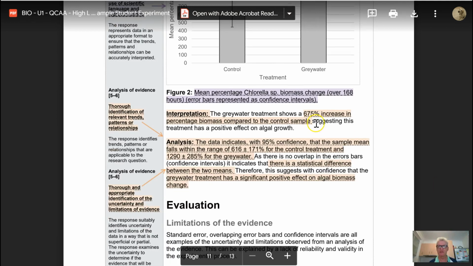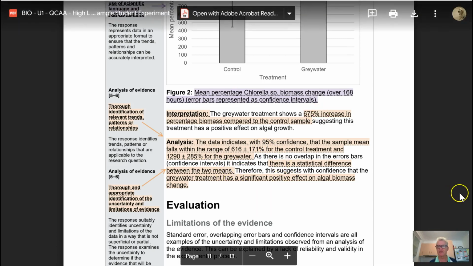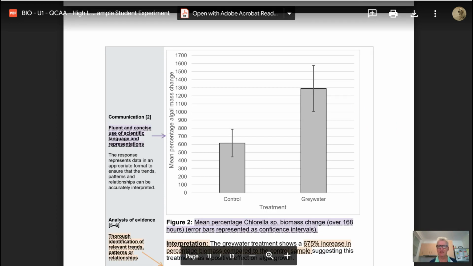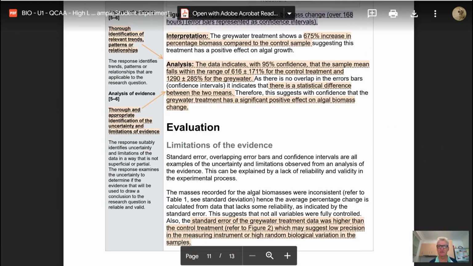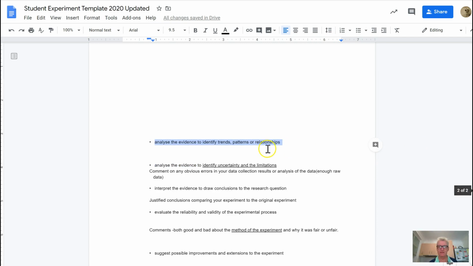So I did it for this one as well. Interpreted the trend, and then analyzed the limitations or uncertainty of that trend. So here they're talking about confidence interval. They're not as confident in one as the other, but because they don't overlap, they're probably pretty accurate. They can use them as a result. So that's data. You're talking about the data, and that would be included in this errors of the data.